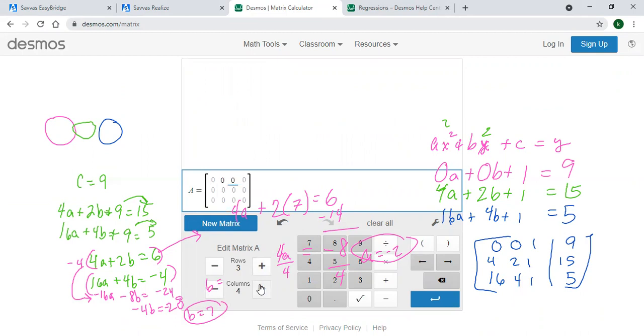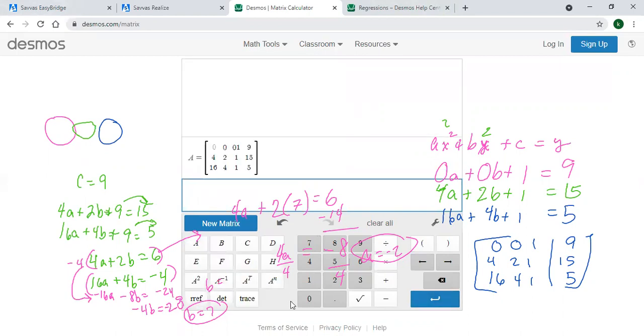0, 0, 1, 9, the first row that we had in blue there. 4, 2, 1, 15, the second row. 16, 4, 1, and the 5. And we enter that in. And then we want to put it in reduced row echelon.